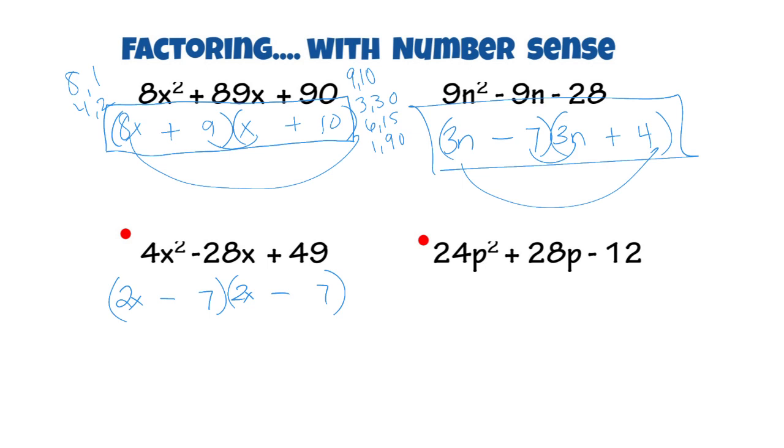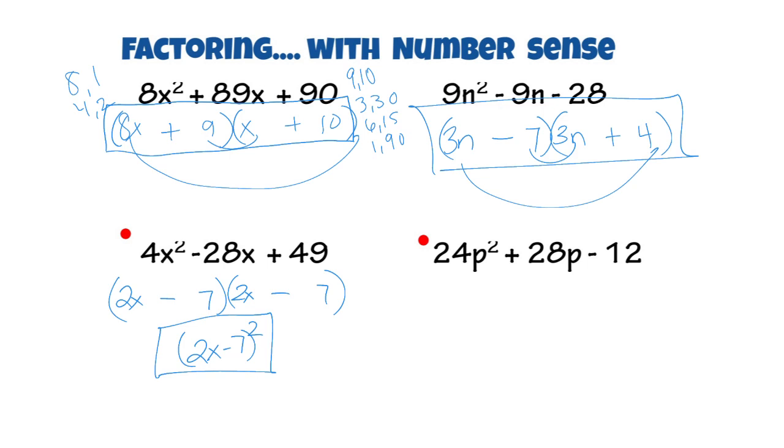Yep, that checks. But notice that the two quantities are the same. That's how a perfect square trinomial will factor. So we will write it 2x minus 7 squared. This is actually the idea where completing the square comes from.